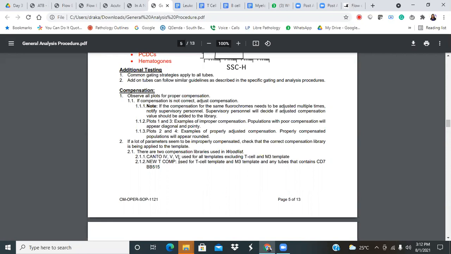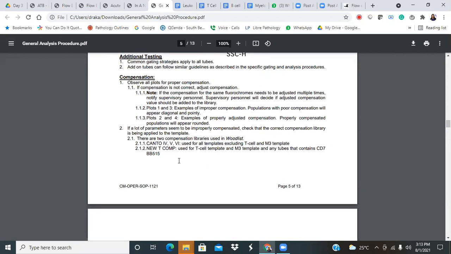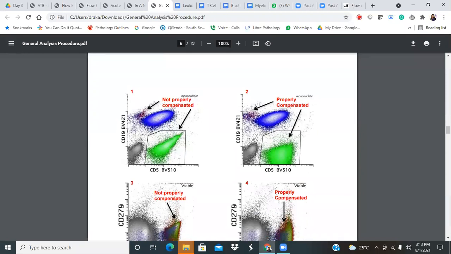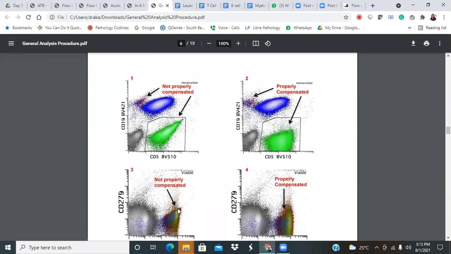And also when you have some new panels that have been made by your lab itself, they don't come with a compensation library. You have to make sure that you properly compensate it. So when the population is not compensated, we would see this kind of triangular appearance, and also you can see over here this triangular appearance.